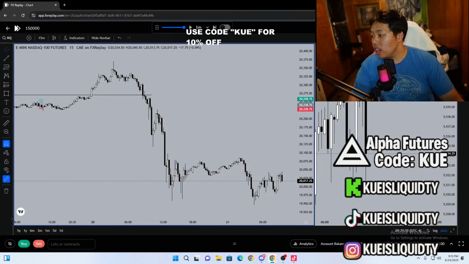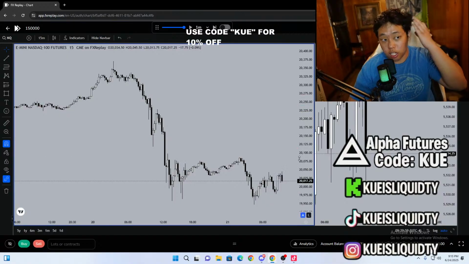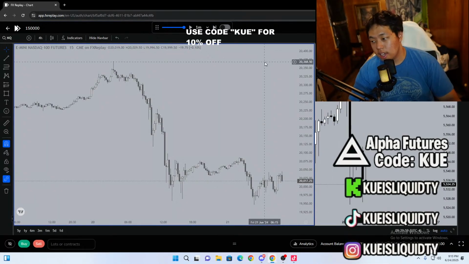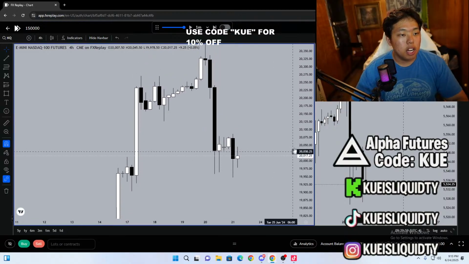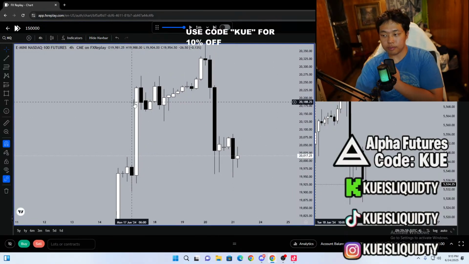But all you really need to know is just rejection blocks. Rejection blocks is all you really need. That's how he captures his RR. Like, dude, I'm telling you, all you need is rejection blocks. But you need to have a higher time frame draw on liquidity first.